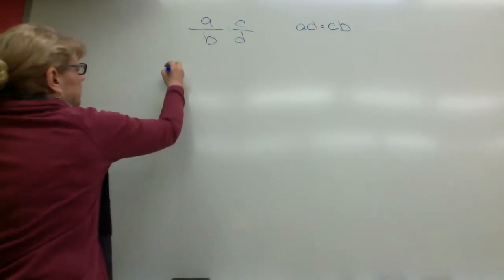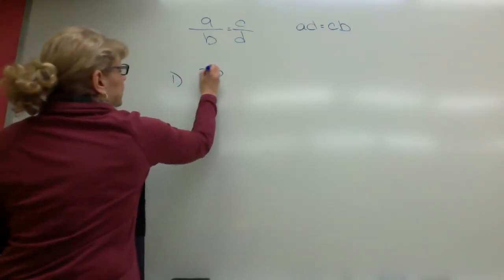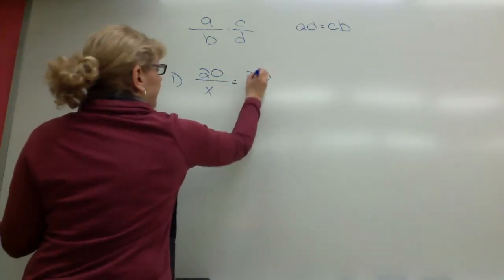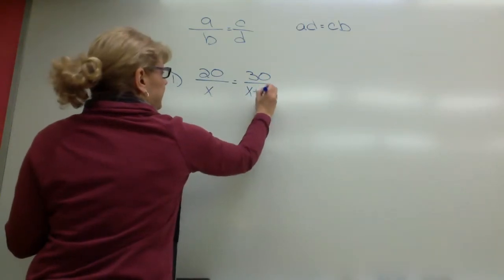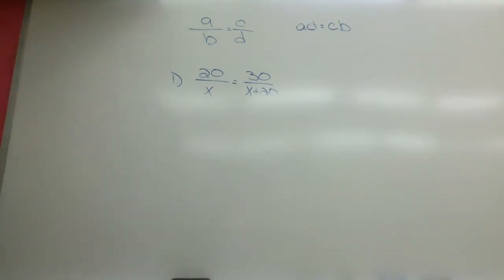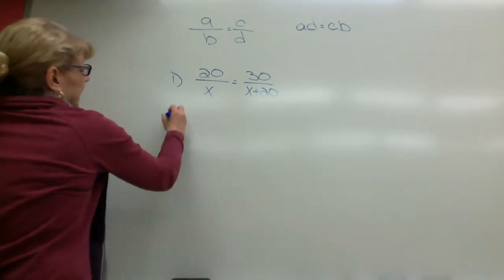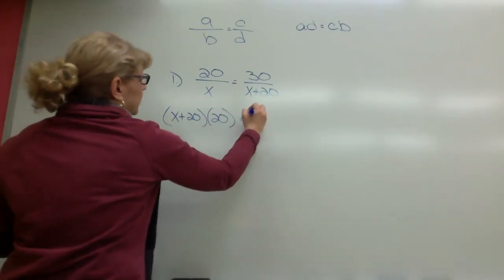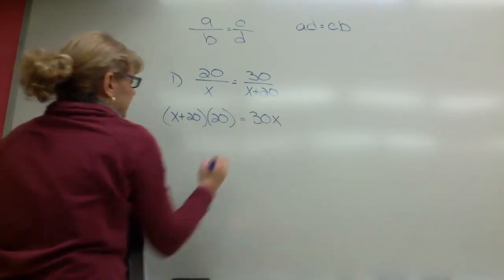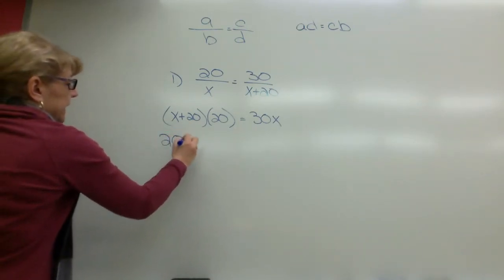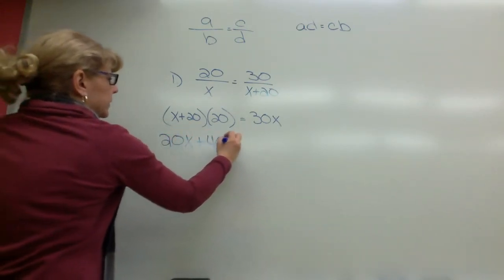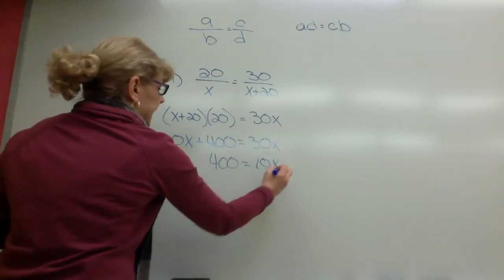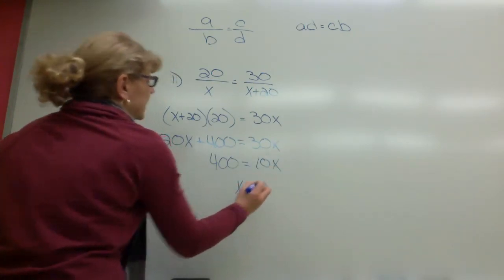The first example, number 1, I have 20 over x is equal to 30 over x plus 20. So now you're simply going to cross multiply. So you'll take x plus 20 times 20 is equal to x times 30, which is 30x. So we'll get 20x plus 400 is equal to 30x. 400 is equal to 10x, therefore x is equal to 10.